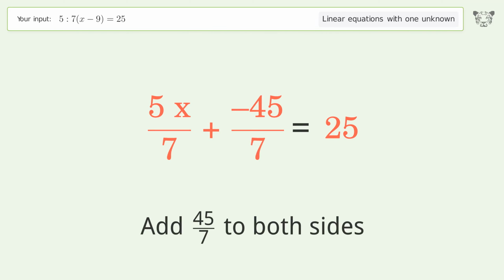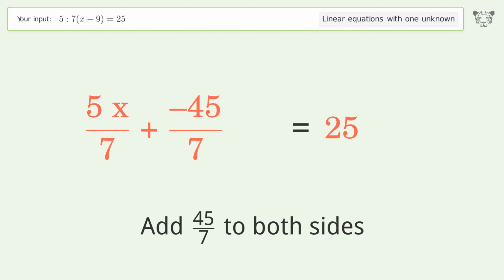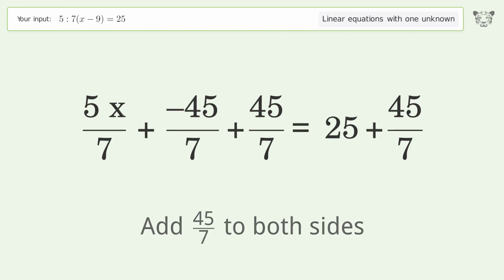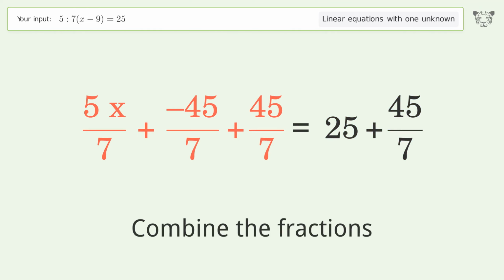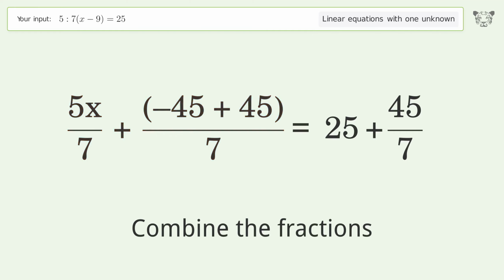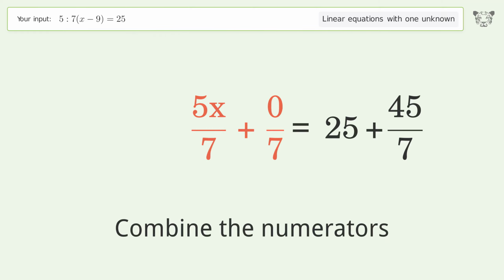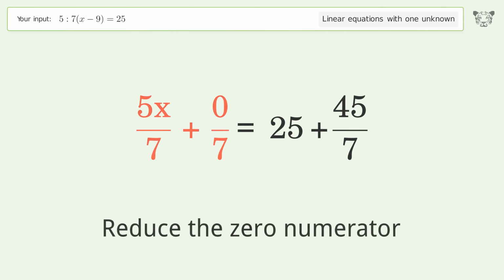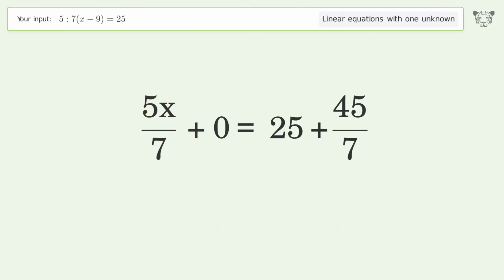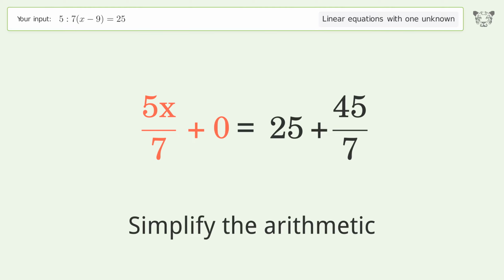Add 45/7 to both sides. Combine the fractions. Combine the numerators. Reduce the zero numerator. Simplify the arithmetic.